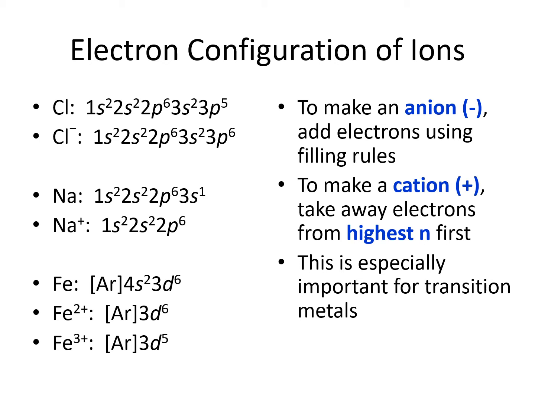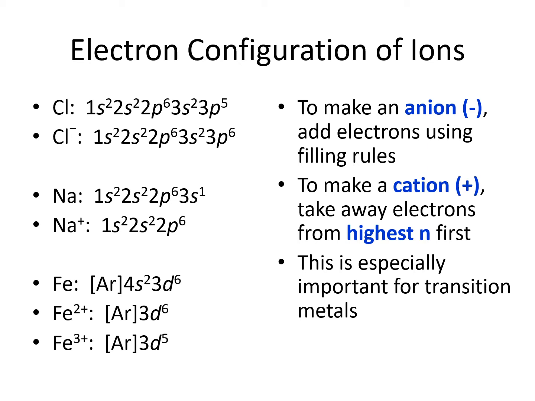Taking electrons away from the highest n is going to be especially important for transition metals. Remember, the d subshells have a lower n value than the s subshells of each row, so we will end up taking out of the s subshell before taking out of the d subshell. For iron 2+, we take 2 electrons away from the 4s because that subshell has the highest value of n. We end up with argon core 3d6 as our condensed electron configuration.